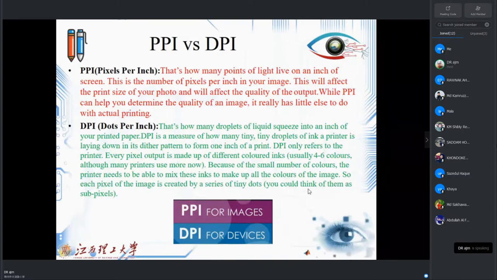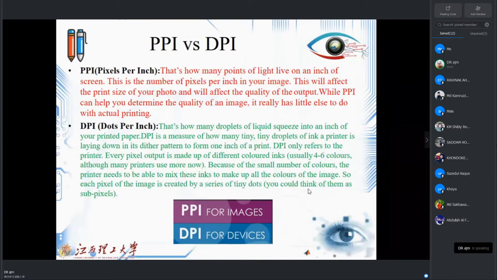We can say that DPI measures how many tiny droplets of ink a printer is laying down in a pattern to form one inch of print. DPI only refers to the printer.